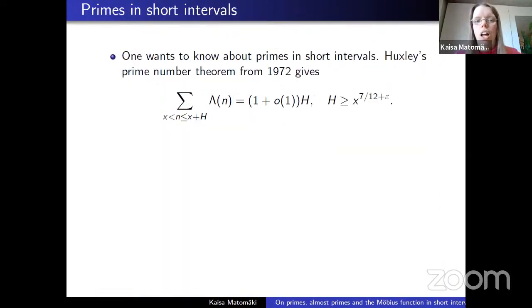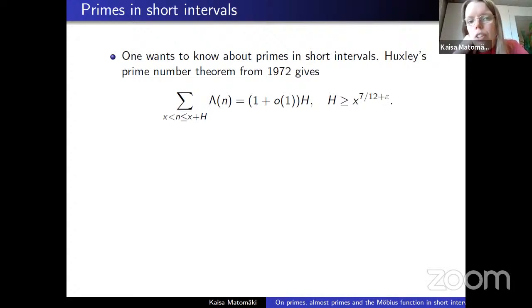Okay, and then I will turn to the short intervals because that's in my title. One wants to know what happens with the prime number theorem, which tells us how many primes there are up to x, but what if we just take some shorter segment around x? We don't take all the primes from 1 to x, but instead we look at some segment around x. Do we still know that the density of primes in this segment is 1 over log x? And we have some information about this question.